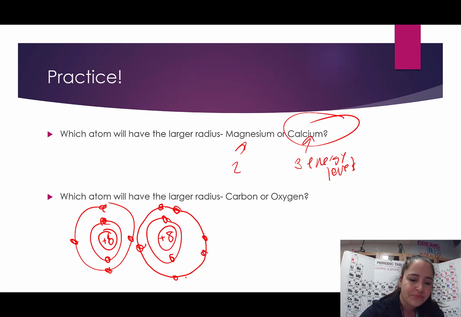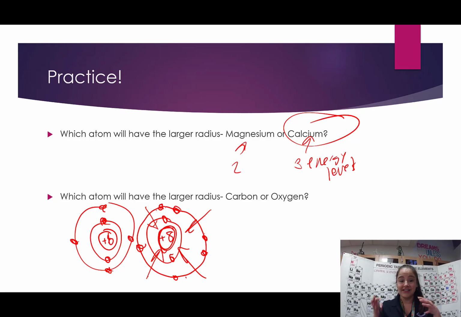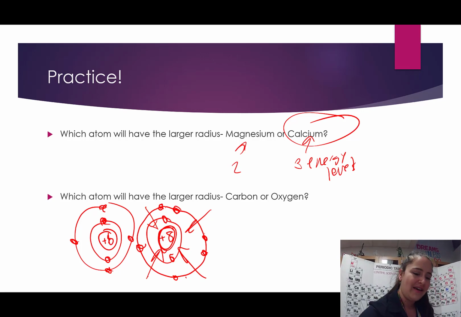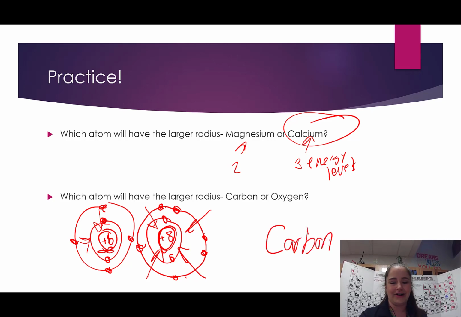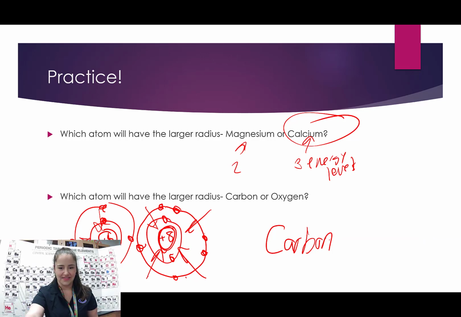So this +8 charge serves to attract in these electrons that are the same average distance away as these electrons. But that charge of +6 isn't as strong. Okay, so oxygen is going to be smaller. Carbon is going to be bigger. Okay, cool. Get that back right.